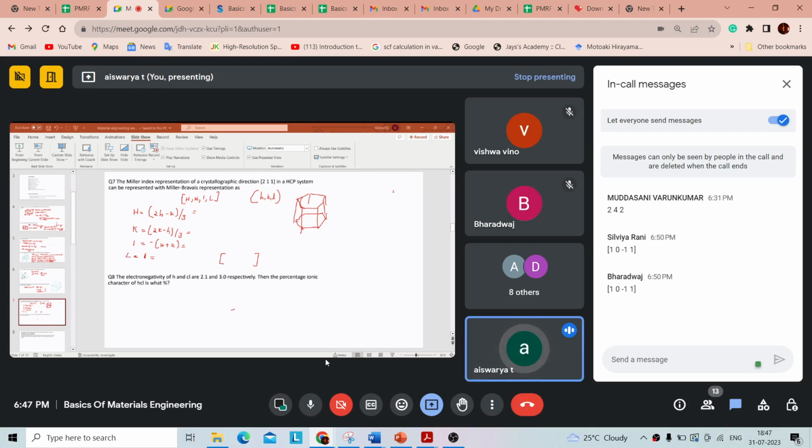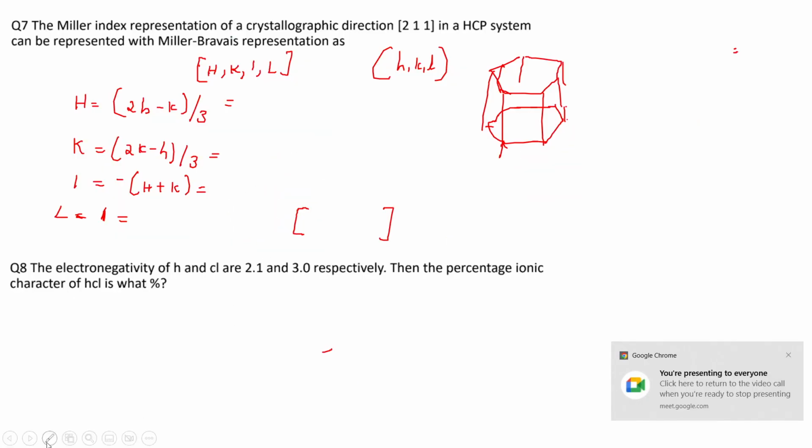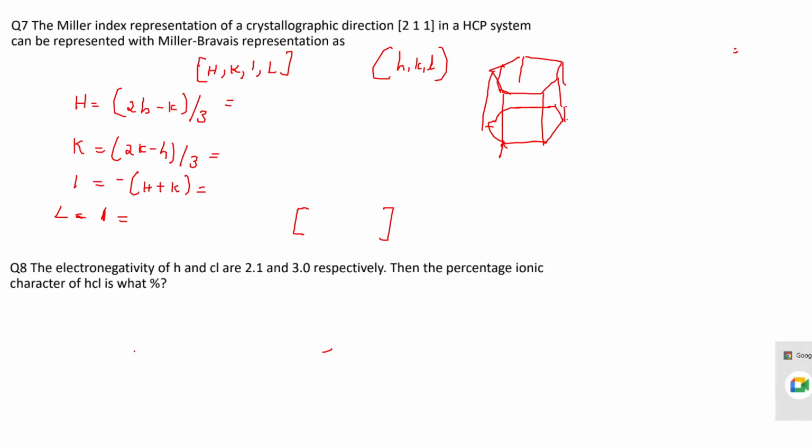Yeah, most of them have, there are two responses I can see: 1, 0, minus 1, 1. So that is the correct answer. You substitute the values and you will get the answer 1, 0, minus 1, 1. So this will be the answer for this question. Now see the next question.